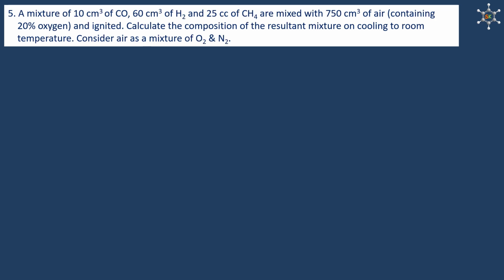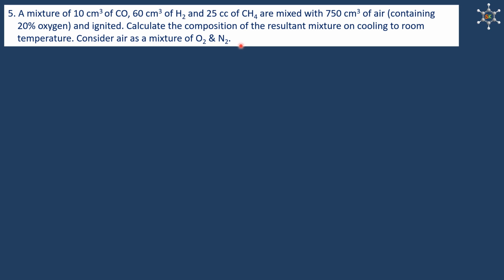A mixture of 10 cm³ of carbon monoxide, that is CO, 60 cm³ of hydrogen, that is H2, and 25 cc of CH4, that is methane, are mixed with 750 cm³ of air containing 20% oxygen and ignited. Calculate the composition of the resultant mixture on cooling to room temperature. Consider air as a mixture of oxygen and nitrogen.